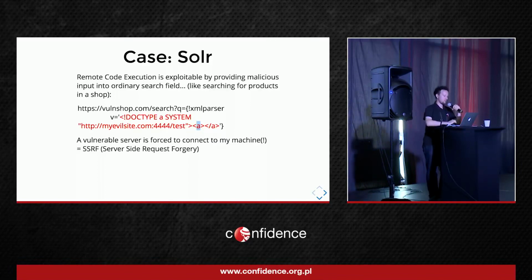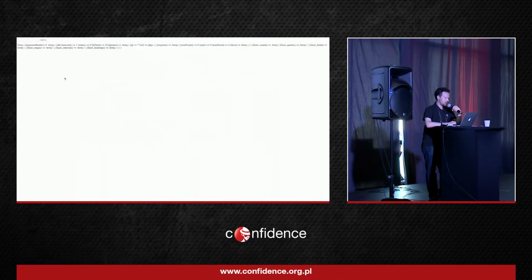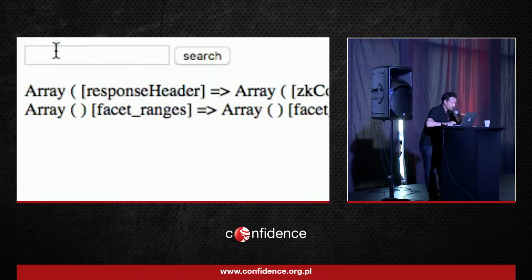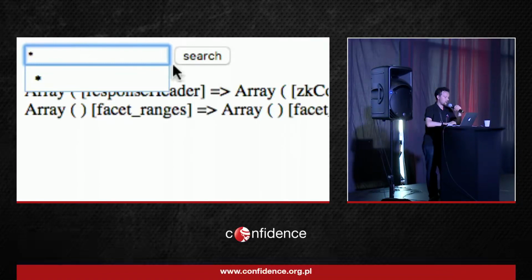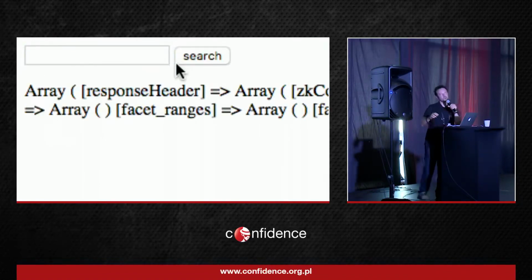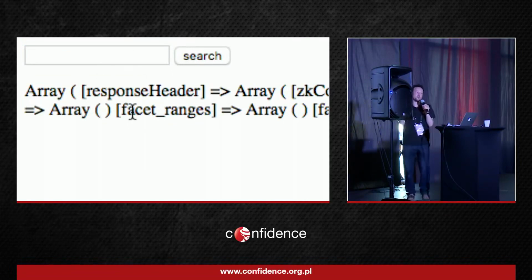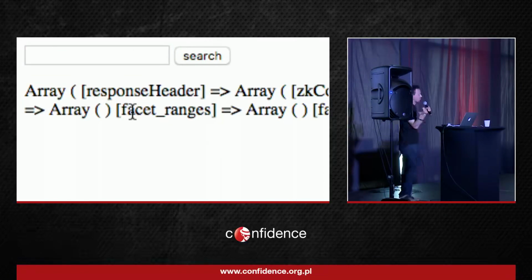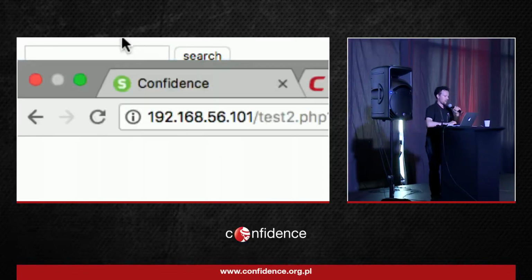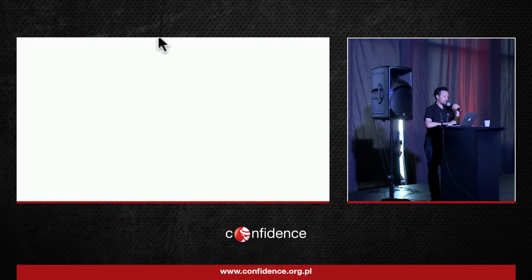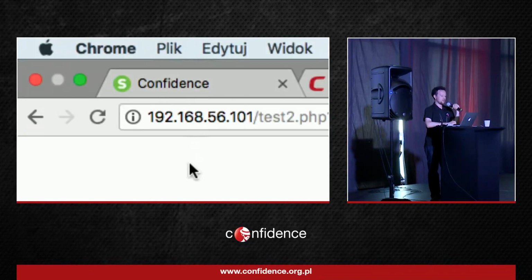Actually, I can show it to you on my Solr, and I have here a very simple application. Maybe I'll zoom a bit. I can put something here, like star. Let's search for everything. This goes to Solr, and Solr returns me this stuff. Normally, this should be parsed and presented in a nicer way, maybe, but we don't care here. And so let's try our first point. So let's force the server to issue an HTTP request.